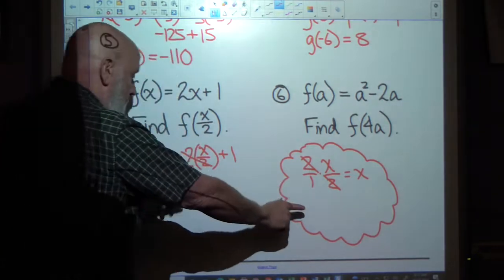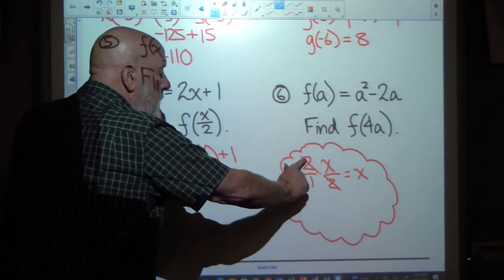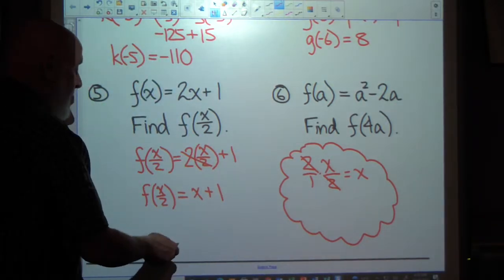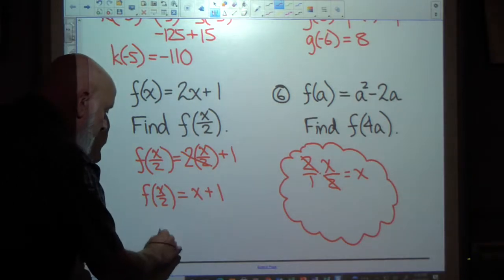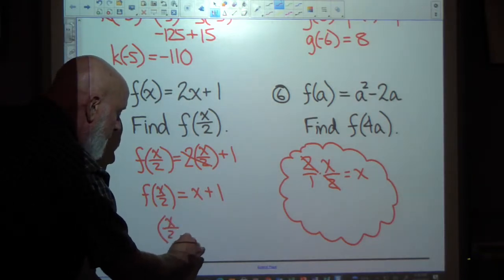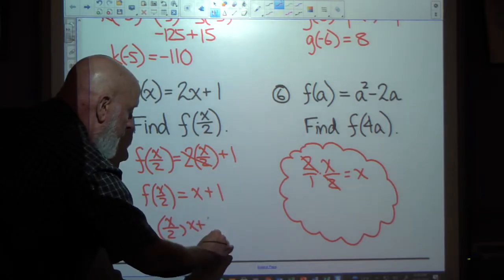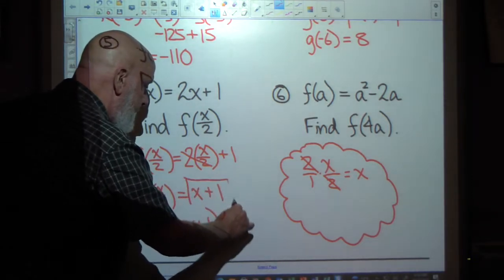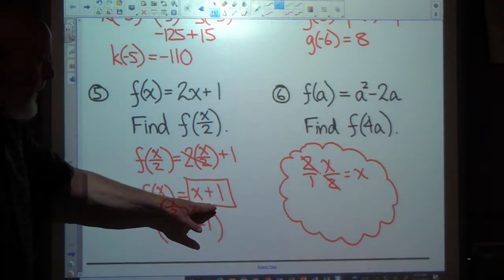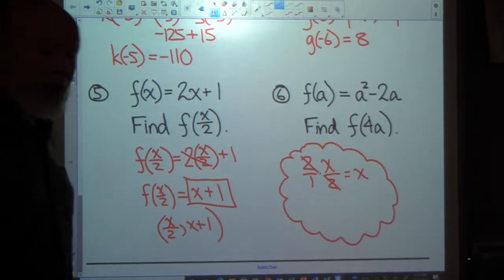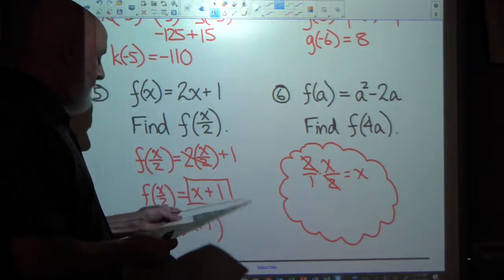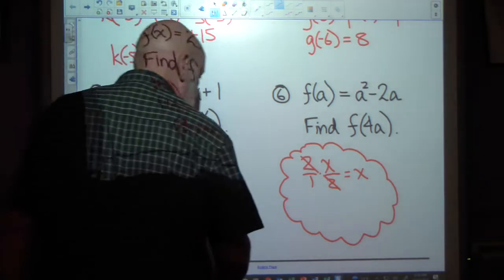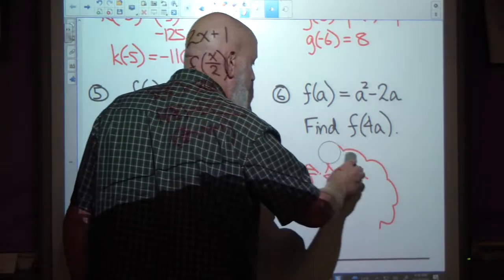2 is 2 over 1 times x over 2. The 2's will cancel as long as you're multiplying. That gives me x plus 1. And so if this was written as an ordered pair, it would be x over 2, x plus 1. But this is what we're looking for in this particular case. That would be our response if we were asked to evaluate it at x over 2, providing I haven't made a mistake. Let's see if I made a mistake. X plus 1, yay! All right, last one. Let me erase this thought bubble over here.